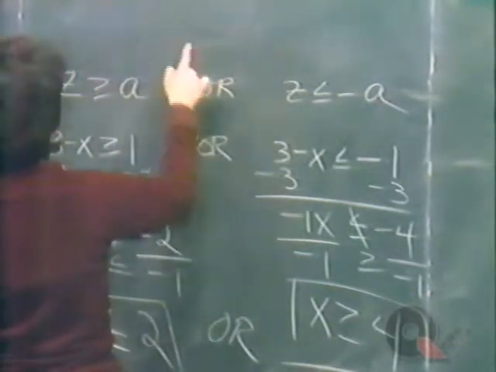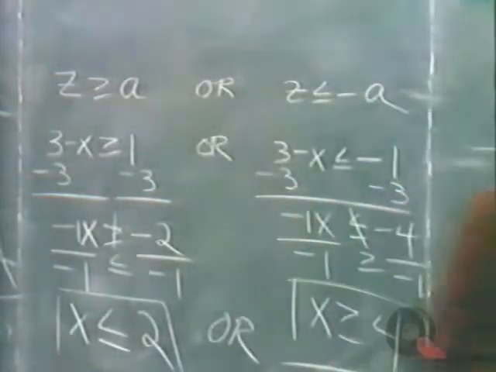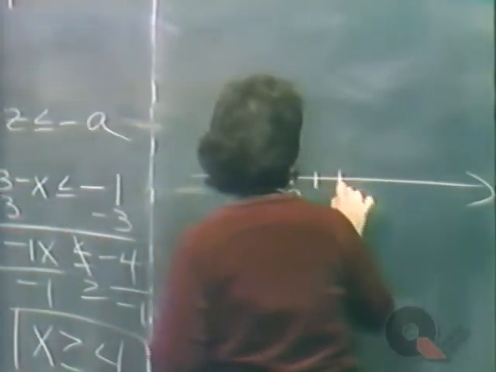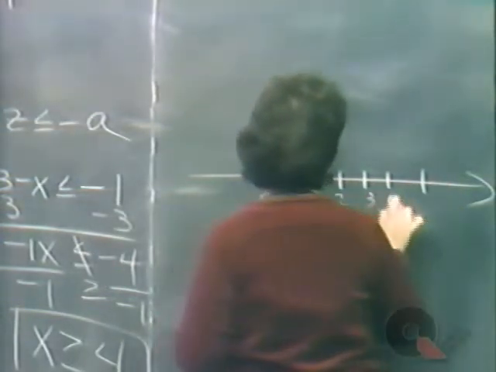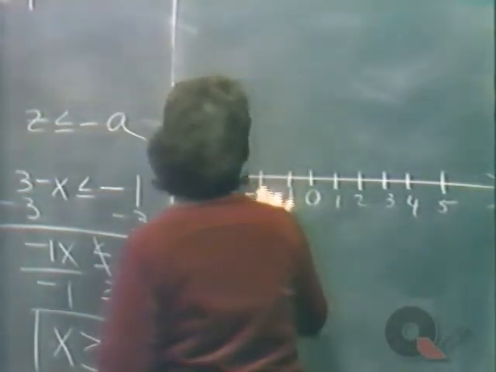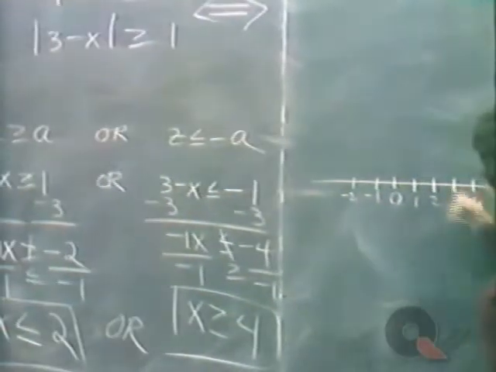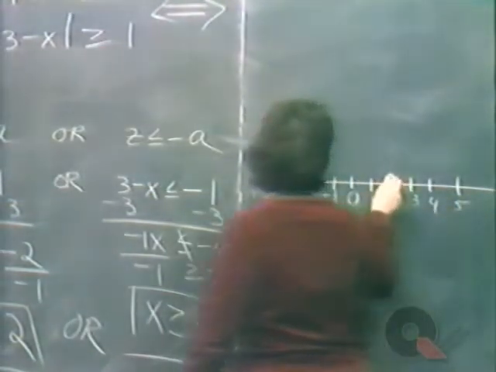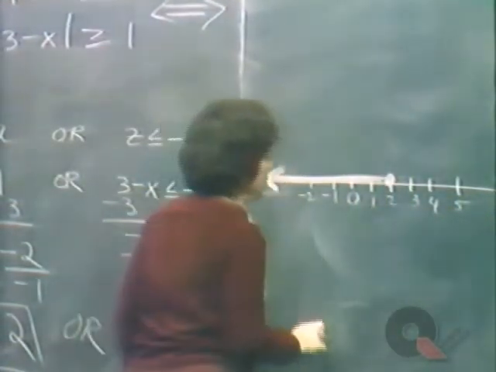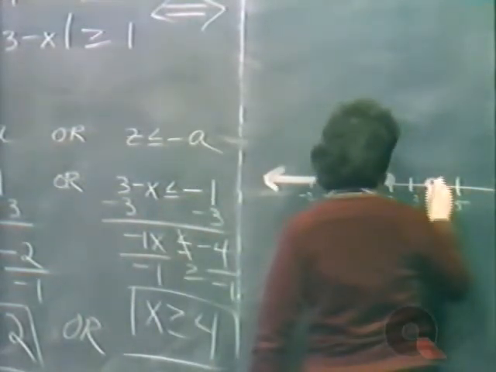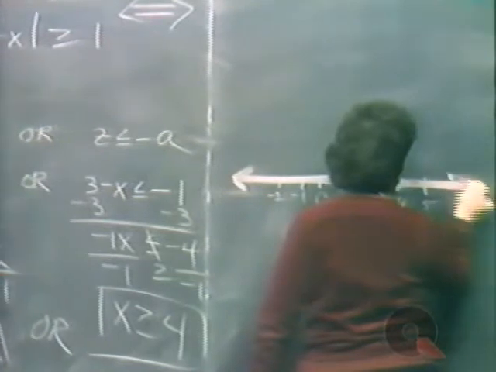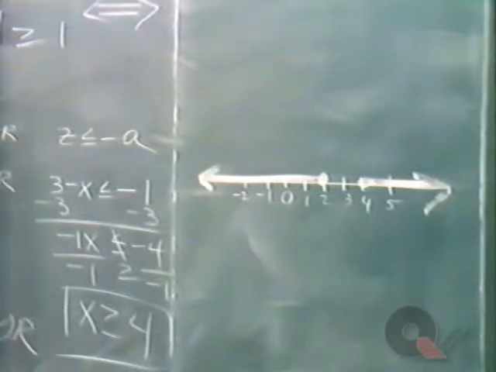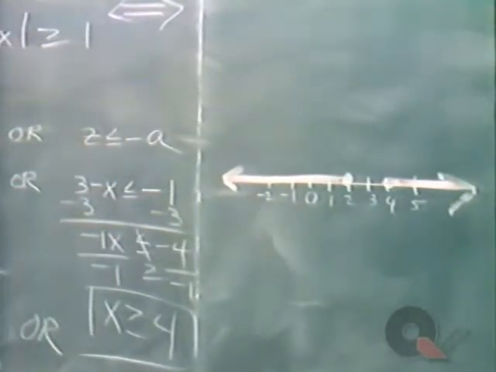And we can sketch the graph over here. We want less than or equal to 2. Here is 2. Less than or equal to 2, and also or greater than or equal to 4. Either extreme. Anything that is 2 or smaller or 4 or bigger will be an acceptable solution to this problem. And that brings us to the end of the tape.